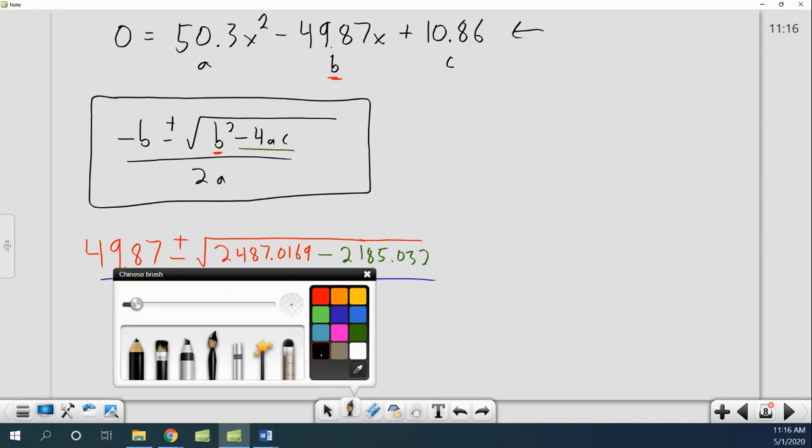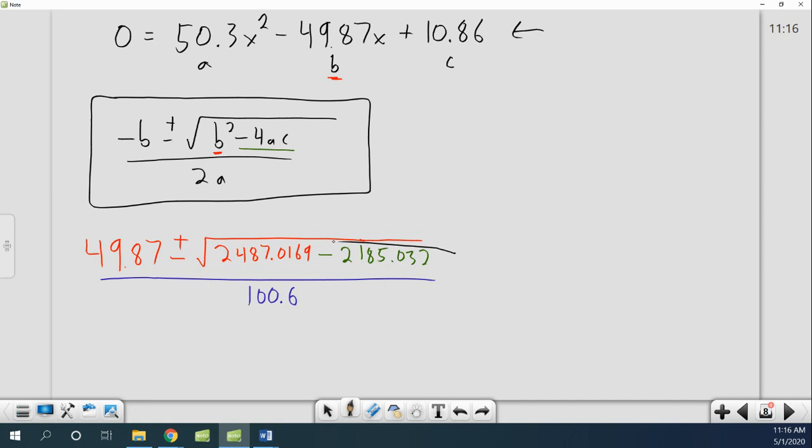Anyways, let's continue with our solution here. I'm going to do this step next with the square root. 2,487.0169 minus 2,185.032 equals, square root. Okay, so now I'm at 49.87 plus or minus, and I've already square rooted it. It's just 17.377 on and on. It's actually 7, 7, 7, 1, 2, and it goes on for quite a bit.